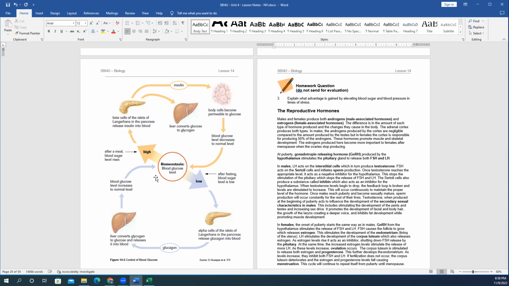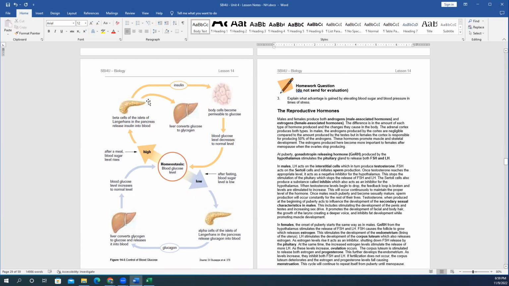So if blood glucose levels, which are normally kept at around 0.1%, become higher than that, if you have more glucose in your blood than that, which typically tends to happen after you've had a meal, so your blood sugar levels are on the rise, then this stimulates the release of insulin from the pancreas. These are released from the cells called the islets of Langerhans in the pancreas.